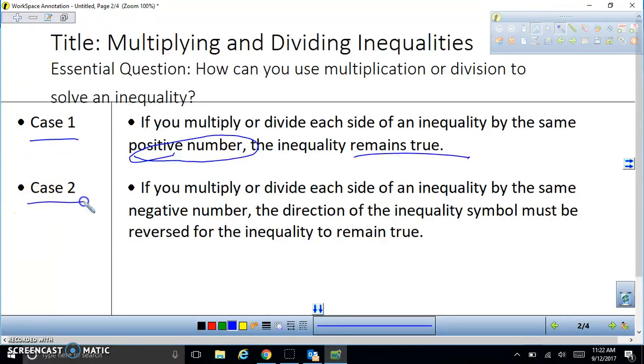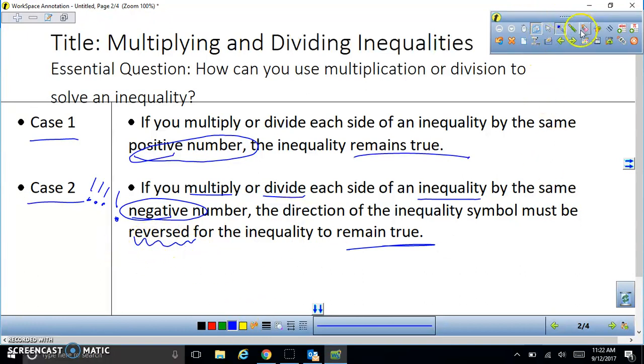Case two, watch out for case two. It'll come by and surprise you and you'll get the answer wrong, so be careful. If you multiply or divide, not add or subtract, each side of an inequality by a negative number this time, you must switch the symbol, you must reverse the symbol for the inequality to remain true. Important red flag here, I want to highlight this. You have to reverse, otherwise the statement does not remain true. So let's go on to some examples.